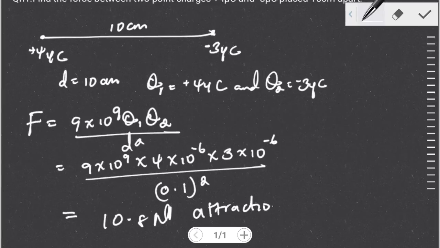But towards which direction? Who is going to attract who? Are you saying that you find that the positive 4 nC charge is greater than the negative 3 nC charge, and therefore the attraction would take place towards the left? Attraction towards the left. So you have to give the direction of the action of the force in this case.